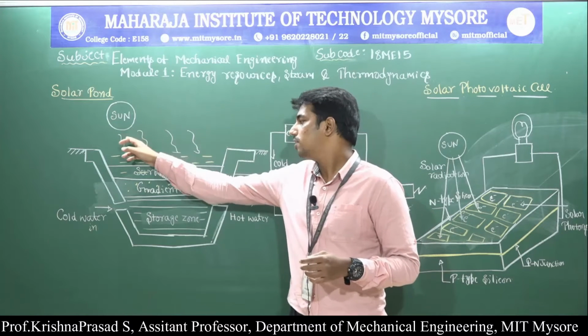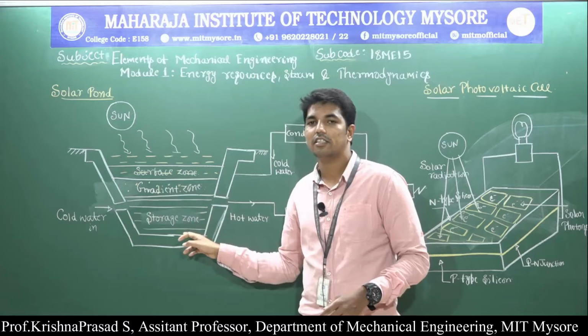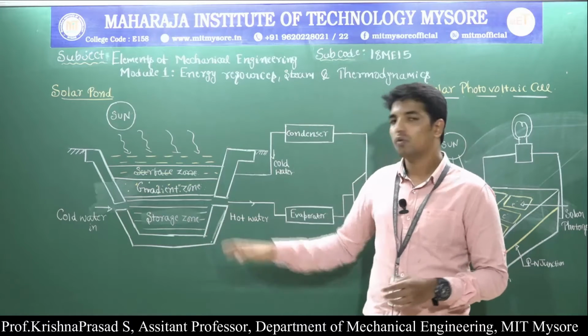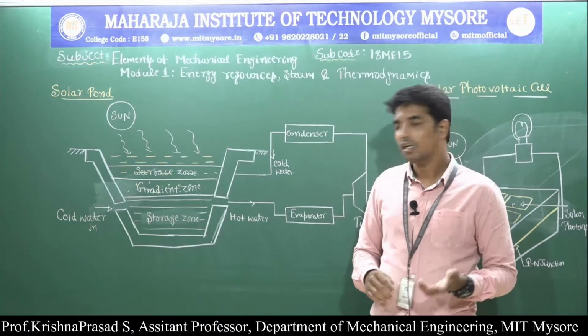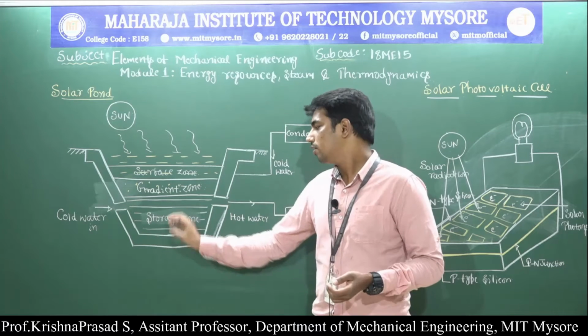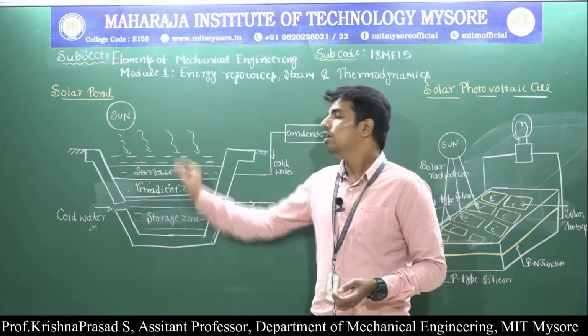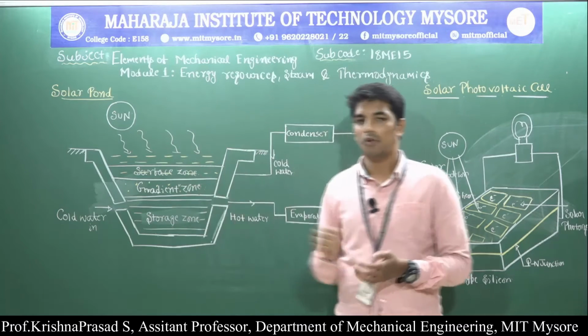So whatever solar radiation passes from the surface zone through the gradient zone directly enters the storage zone. In the storage zone, because of the very high salt content, the solar radiation is captured and stored there itself. Hence the heat energy is completely stored in the storage zone. So this is the construction of the solar pond.